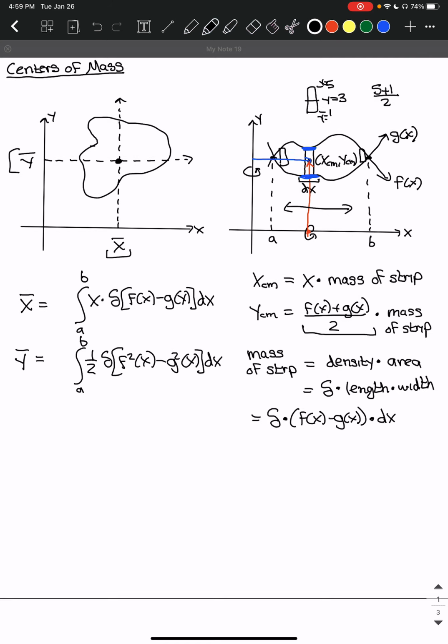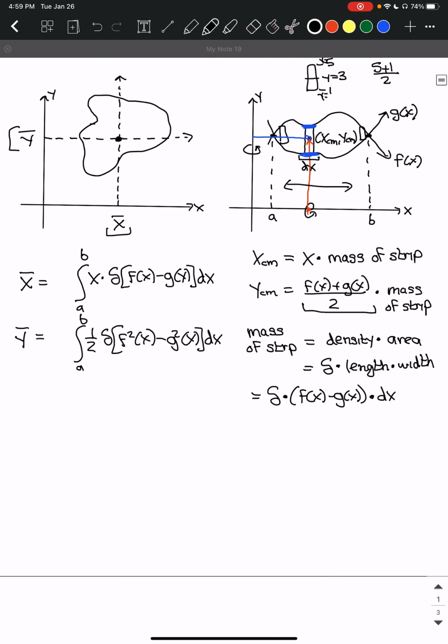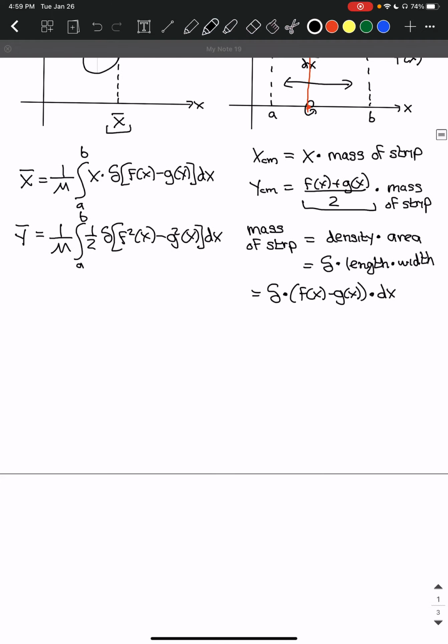All right, and then the very last thing we need to do, we need to normalize by the mass. So if I were to do this out, I'd get an x bar that's like super far over here, and then y bar that's super far up there. The reason being is I need to divide out by the mass of the entire object to make sure everything is normalized. So I'm going to denote the mass of the entire object as capital M.